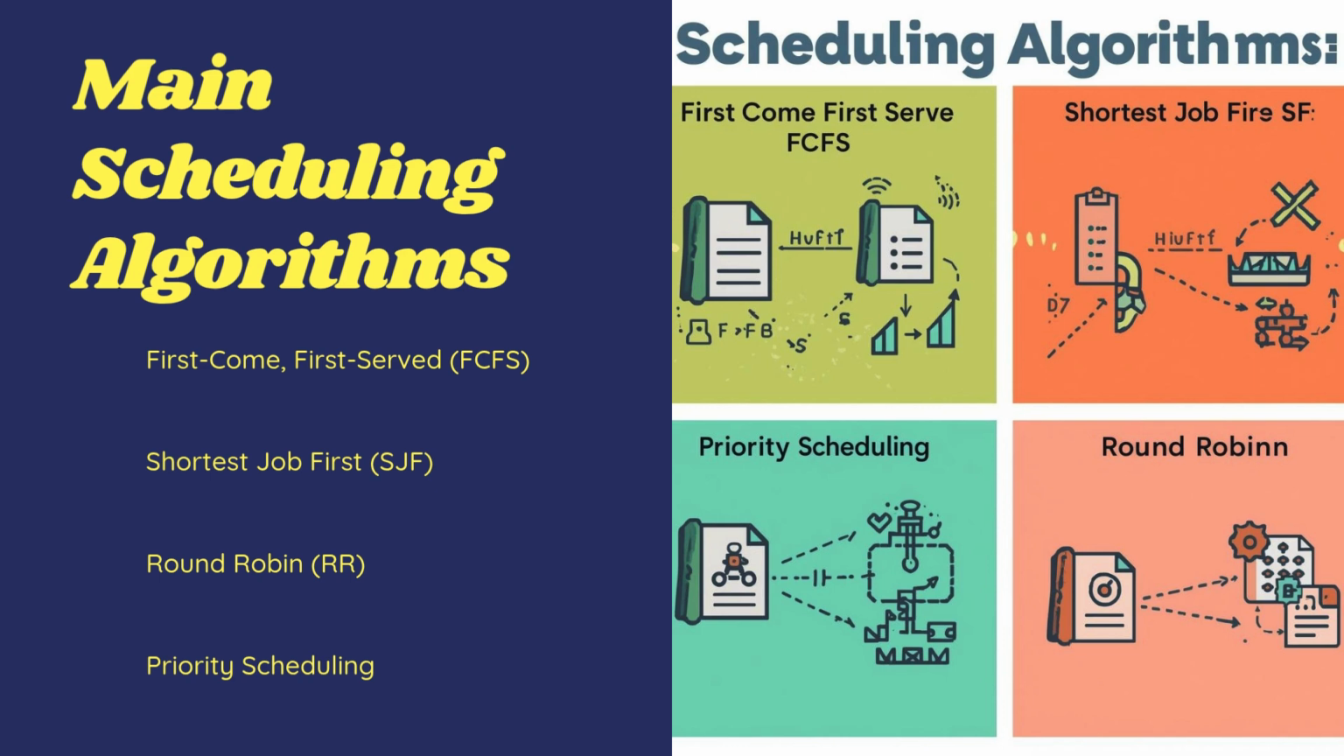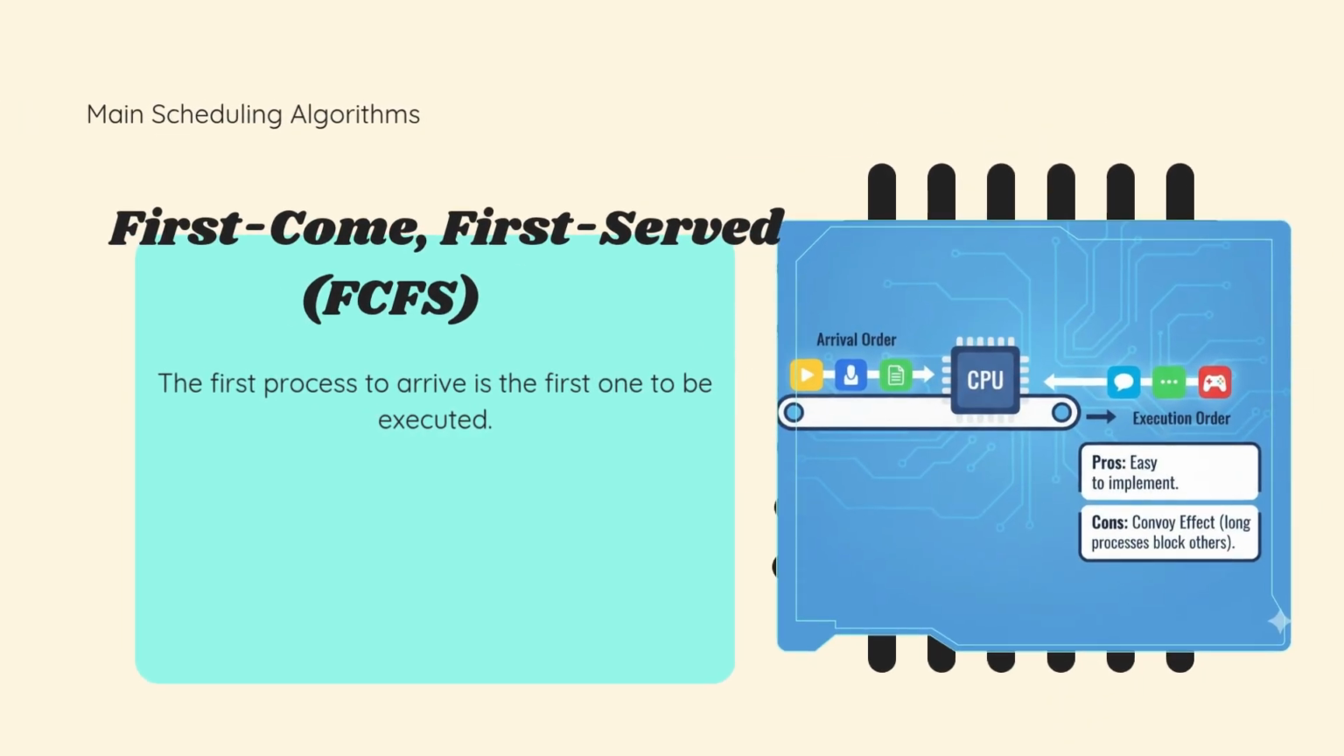What is first come first serve? First come first serve means the process that arrives first is the first one to be executed. This is the simplest method. Processes are executed in the order they arrive. It also has pros and cons. The pro is that it is easy to implement, while the con is that if a long process comes first, it can make others wait a long time, which is called the convoy effect.